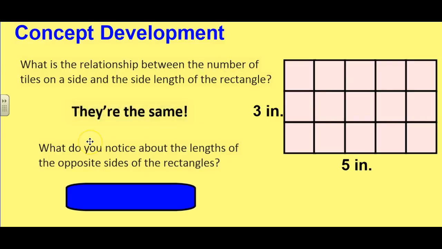And then it says, what do you notice about the lengths of the opposite sides of the rectangles? So if this side was 5, and we look up here, we still see 1, 2, 3, 4, 5 as well. That tells us that these two opposite sides of the rectangle are the same. And then right here there were 3, and over here on this opposite side there were also 3. So these two opposite sides of the rectangle are also equal.